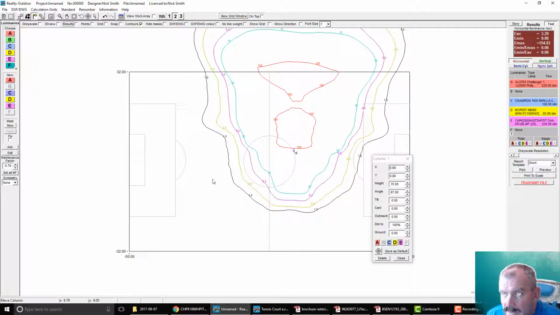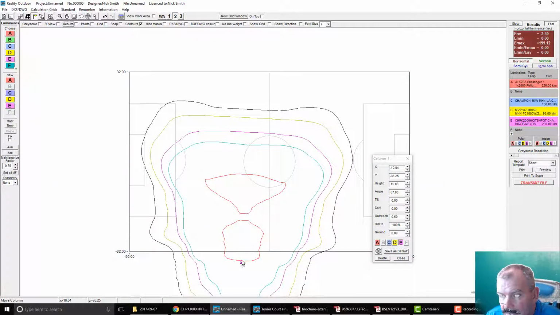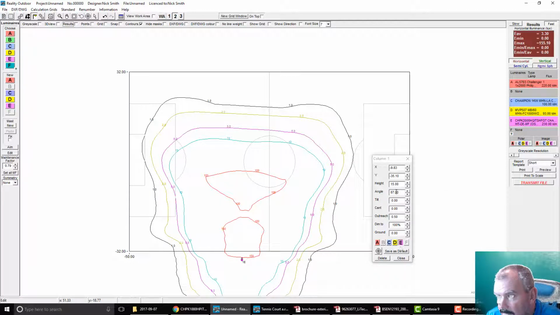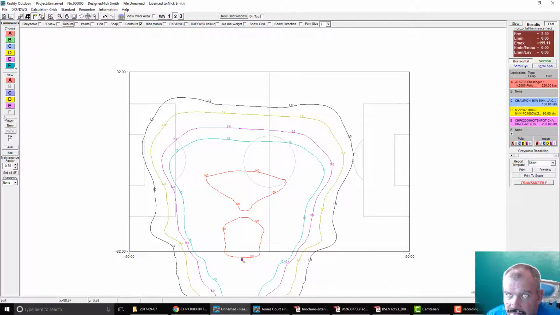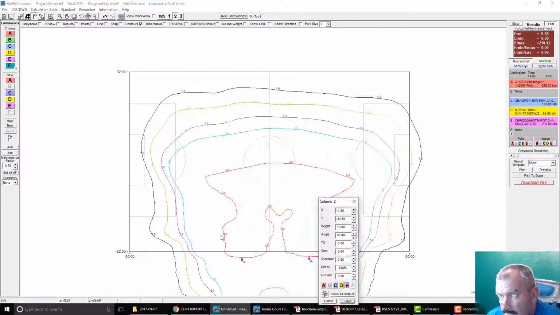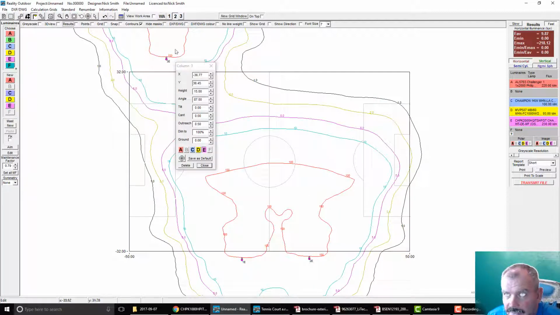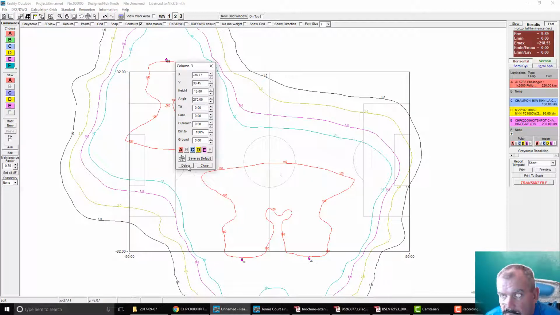What we can now do is go and position that, save that, and then we can position other columns to light our area to whatever level it is that's necessary, and so on and so forth.